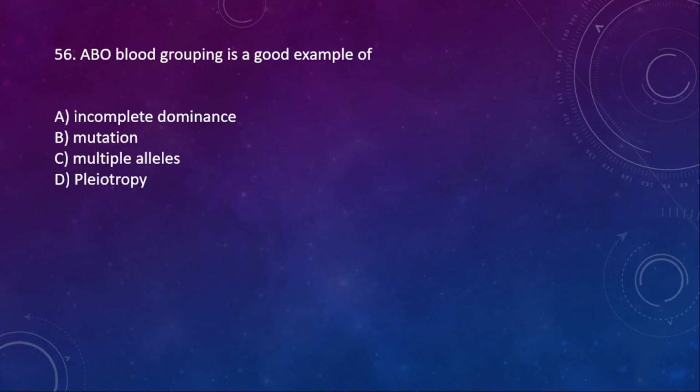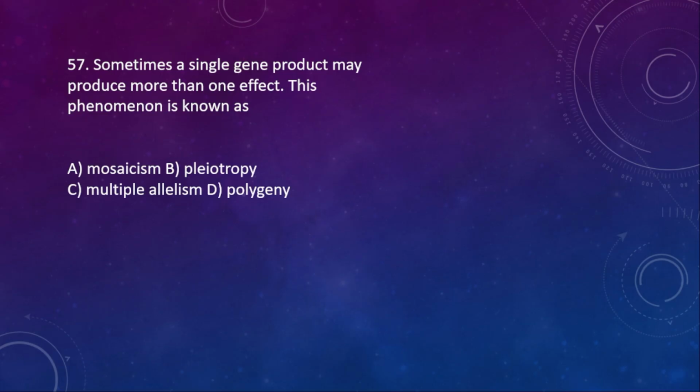56. ABO blood group is a good example of, just now I said, isn't it? It's a good example of multiple alleles. Next, 57. Sometimes a single gene product may produce more than one effect. This phenomenon is known as A. monogenism, B. pleiotropy, C. multiple allelism, and D. polygeny. Here the right option is option B, pleiotropy.